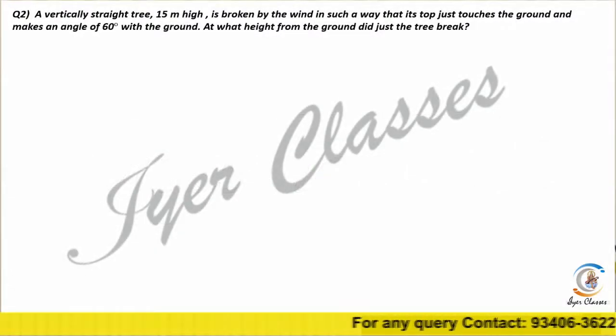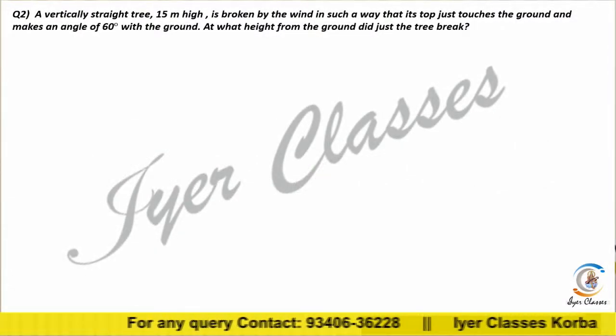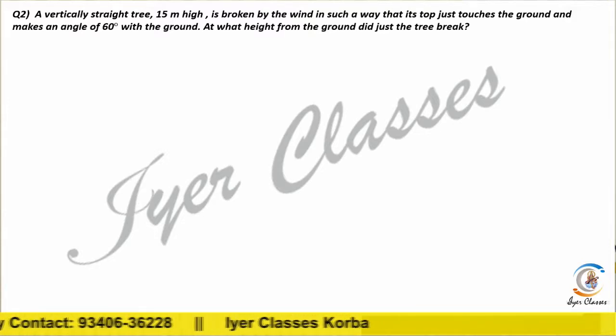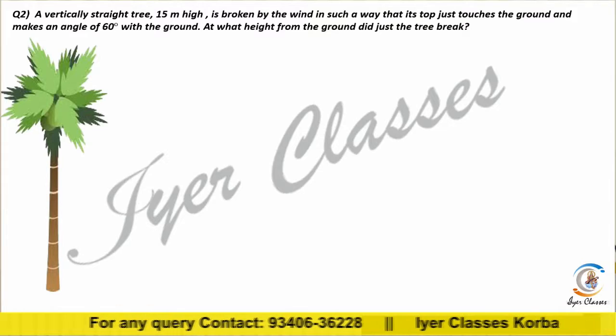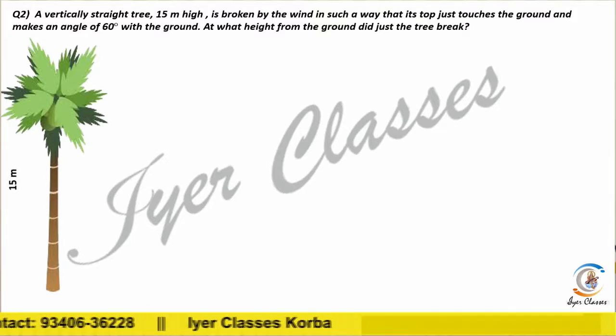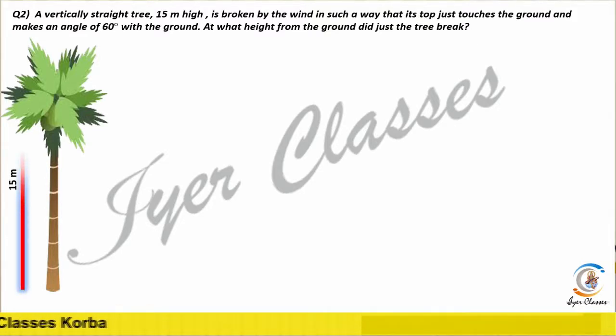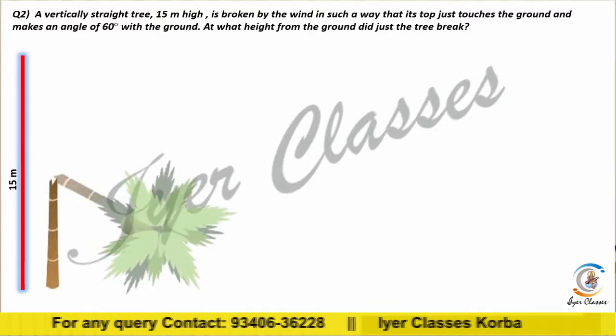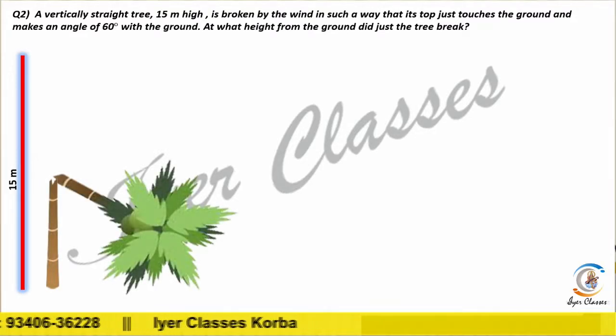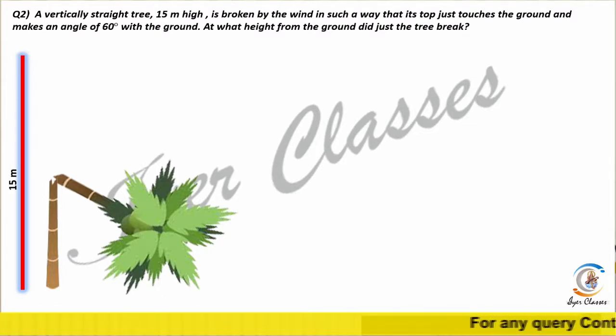Now the second question. A vertical straight tree which is 15 meters high is broken by the wind in such a way that the top just touches the ground. You see a tree on the screen now. It is broken by the wind. The height of the tree was how much? 15 meters. Now a wind is blowing and the tree is broken. This tree makes an angle of 60 degrees with the ground.